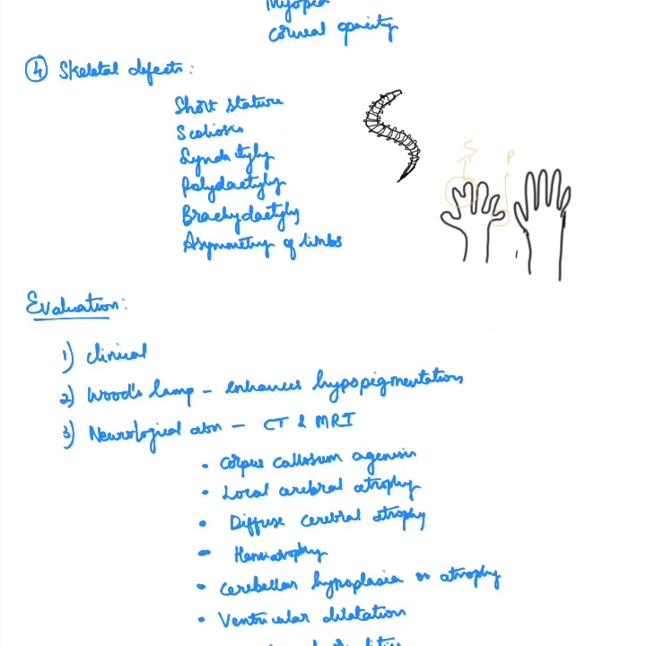Coming to skeletal defects, there is going to be short stature and growth retardation. Lateral bending of spine, that is scoliosis, is seen. Syndactyly, that is fusion of digits, can be present. Polydactyly, that is extra number of digits, can be seen. Brachydactyly, short digits, as well as asymmetry of limbs is present.